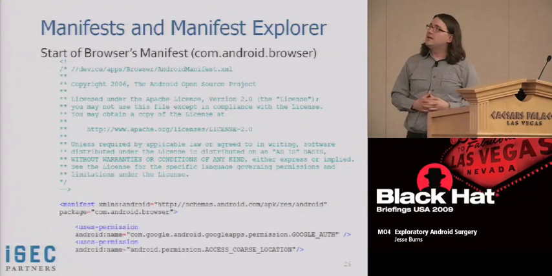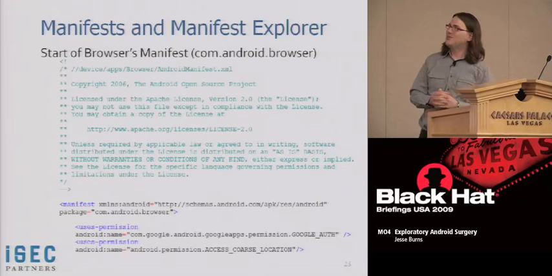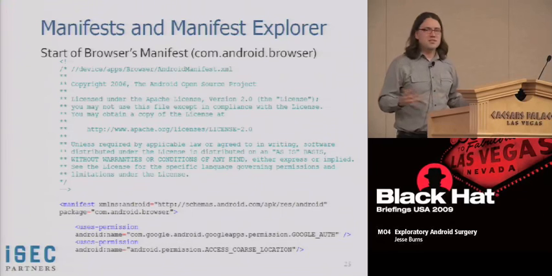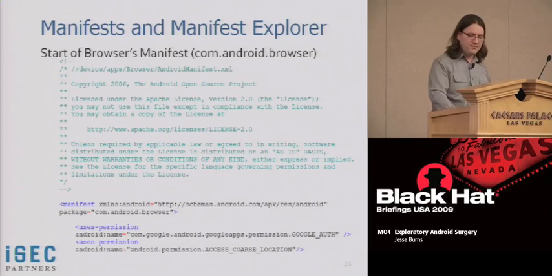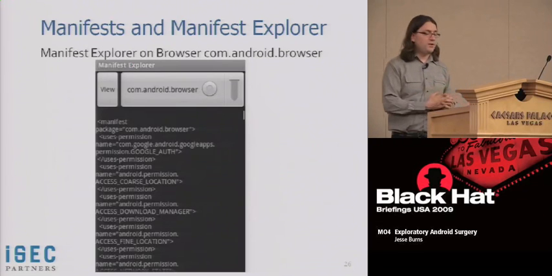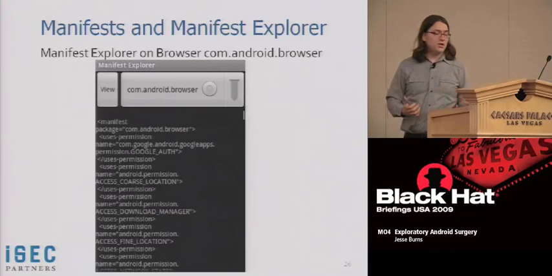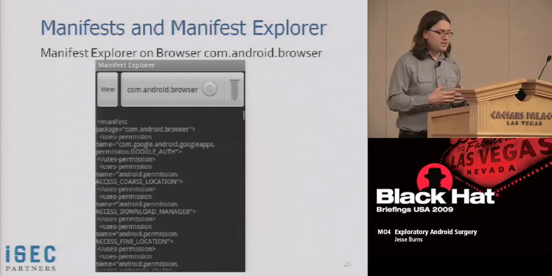So here's how an Android manifest should look, as opposed to how it does look in Manifest Explorer. This is the browser's manifest. I just pulled it right out of the SDK. And it starts off with a very nice comment. And look at how nicely indented everything is. And that's good. And this is what it looks like when you're looking at it in Manifest Explorer. It's not as pretty. The comments are gone. They're removed during compression. But all the useful data remains.